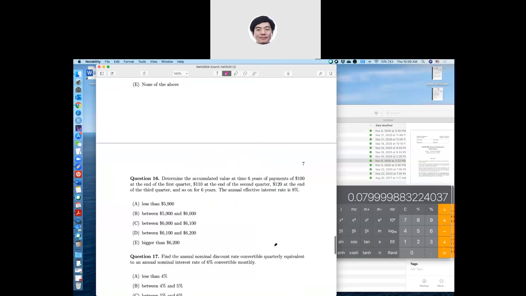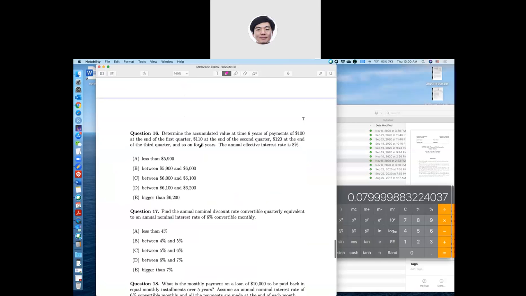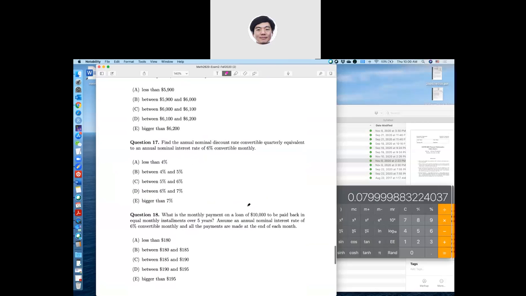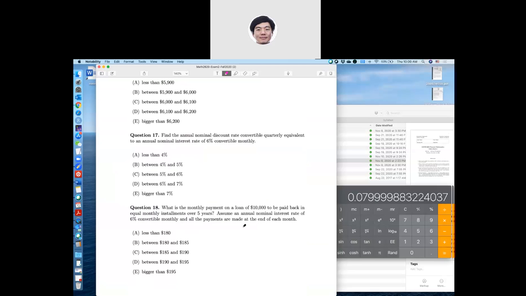Okay, move to the next one. We have annuity, right? And there are 6 years, but it's quarterly, so there are 24 payments. It's a little bit more than what I can handle. Give up. Find the annual nominal discount rate convertible quarterly equivalent to an annual nominal interest rate of 6%. Okay, this we can do. So first of all, we know nominal interest is 6%, convertible monthly. So I divided by p. p is 12. Raised to p, that's 1 plus i.